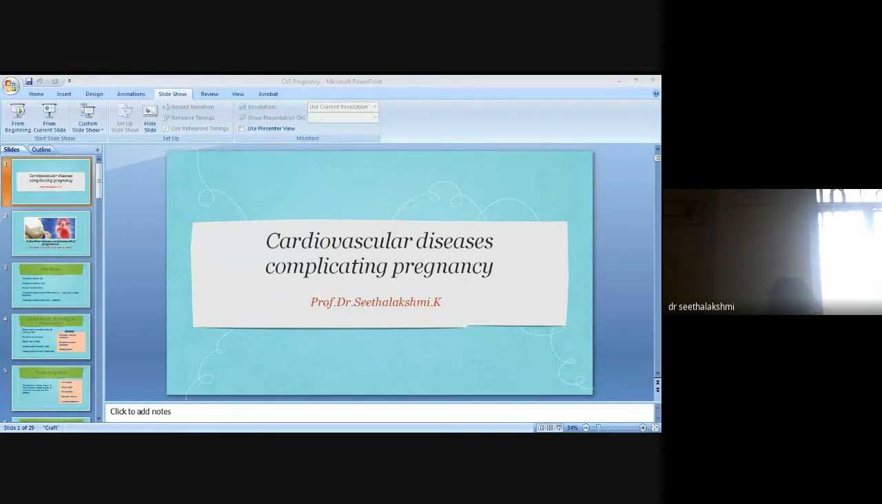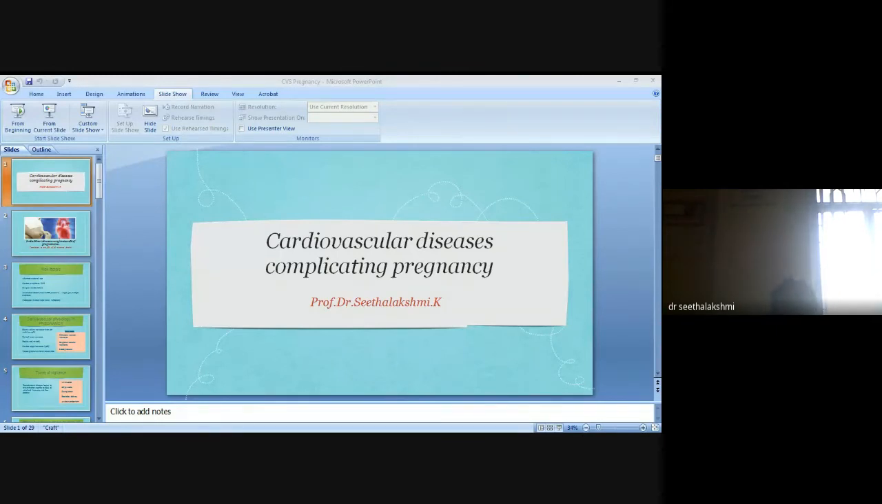So how will you manage the PPCM? The clinical features are breathlessness and cough. You have to remember the patients who develop cardiac failure within the last month of pregnancy or up to 6 months postpartum, you have to suspect peripartum cardiomyopathy. The clinical features are breathlessness, cough, nocturnal dyspnea, palpitation, tachycardia and tachyarrhythmia, pulmonary edema. So the patient should be treated with bed rest, digoxin, along with the diuretics, beta blockers, and anticoagulant therapy.